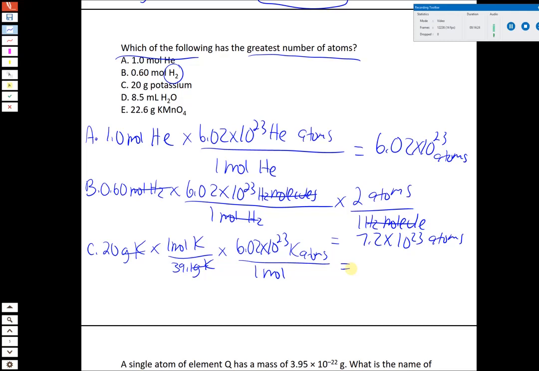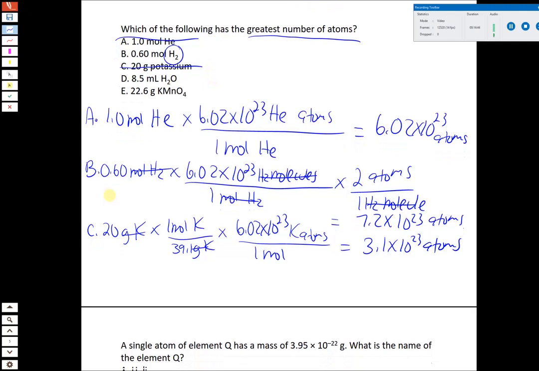And so this time it's going to be about half a mole, so a little bit less. So this is going to be 3.1 times 10 to the 23rd atoms. So that one's smaller, so we can get rid of choice C because that's smaller than choice B. We're looking for the greatest number, so we just have to keep the one that's the largest of all these.